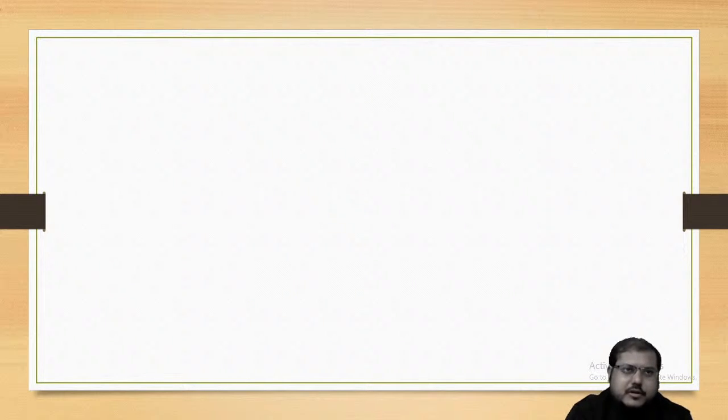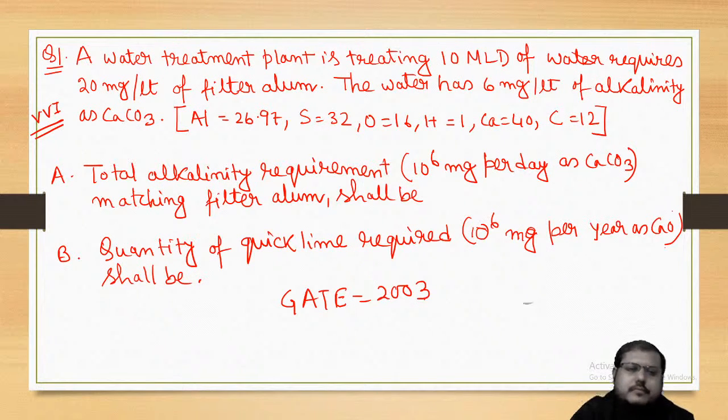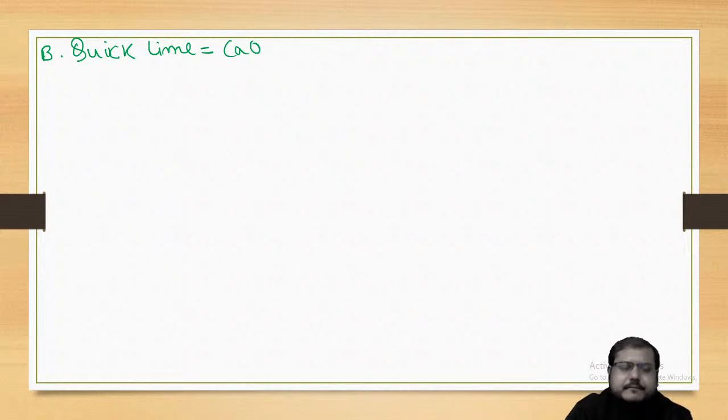Now the second part of this question. What is told? Quantity of quicklime required. अब अचानक से कैसे क्या हो गया क्विकलाइम? क्विकलाइम का मतलब क्या है? कैल्शियम ऑक्साइड. अचानक से इस सारे सिचुएशन में क्विकलाइम कहां आ गया? We need to identify that.